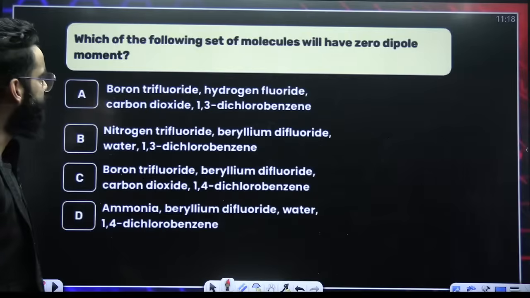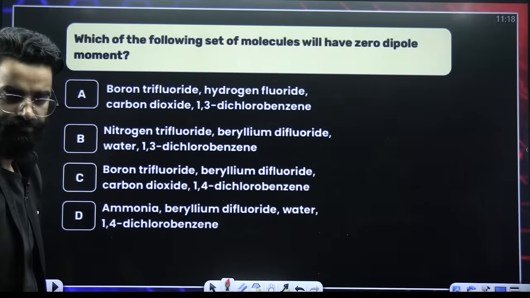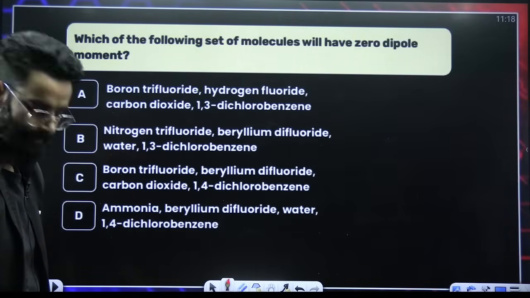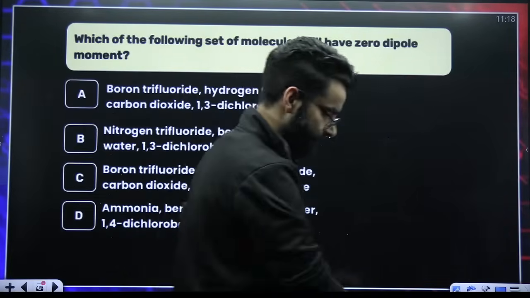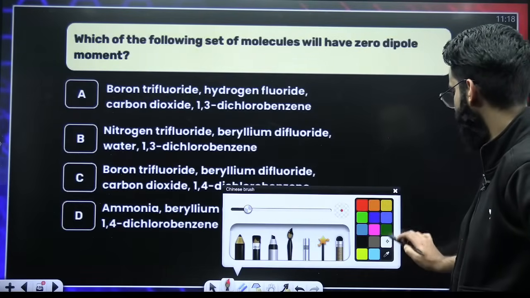Which of the following set of molecules have got zero dipole moment? Quickly, guys. Everyone. Zero dipole moment. Quickly.